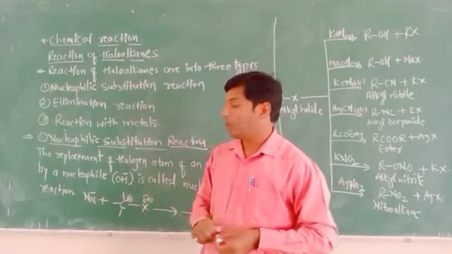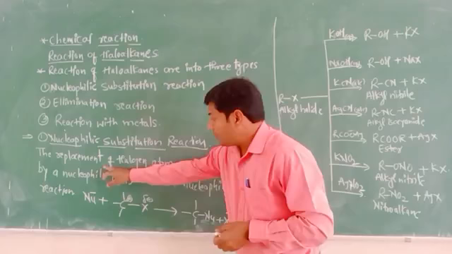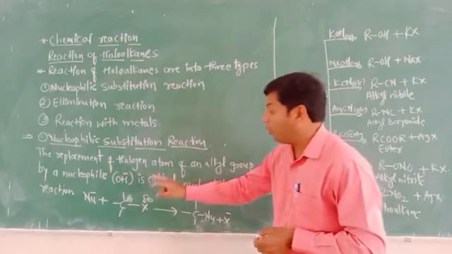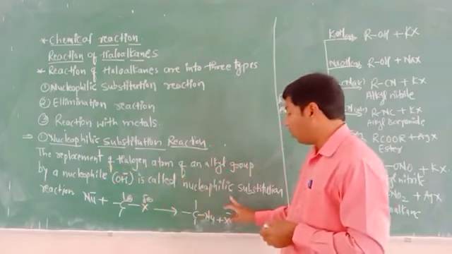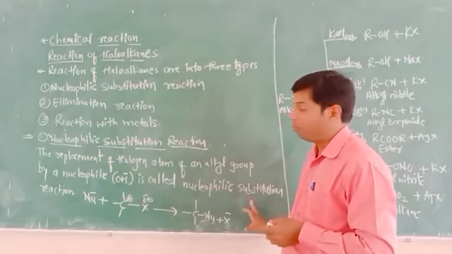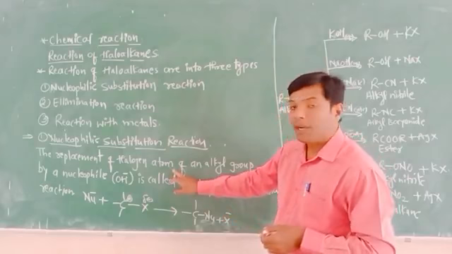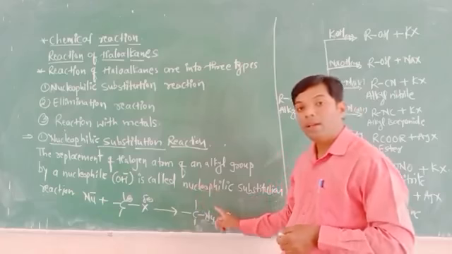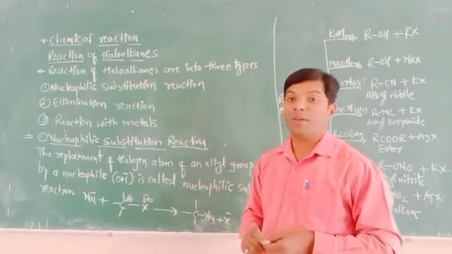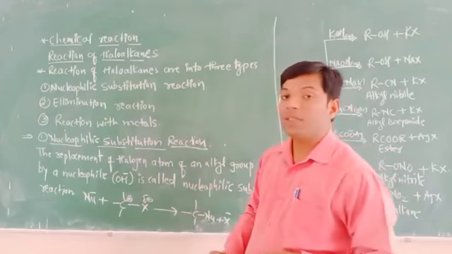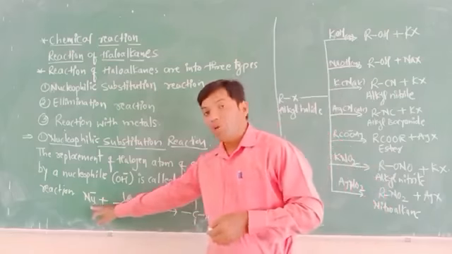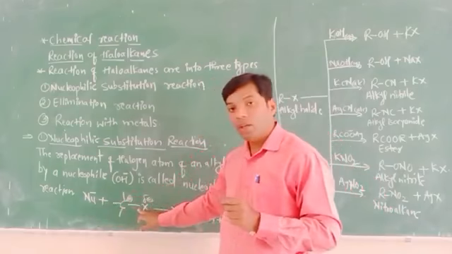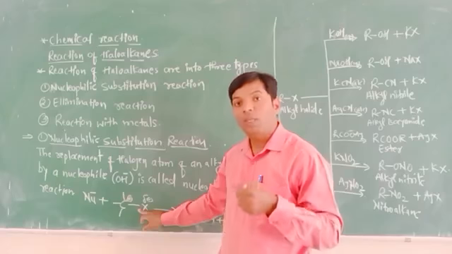Then what do you mean by nucleophilic substitution reaction? The replacement of the halogen atom of an alkyl group by a nucleophile like OH minus is called a nucleophilic substitution reaction. Here a halogen atom like Cl or Br on the alkyl halide can be replaced by a nucleophile such as OH minus. See here, Nu minus, what does it indicate? Nu minus is the nucleophile. This is the alkyl halide.